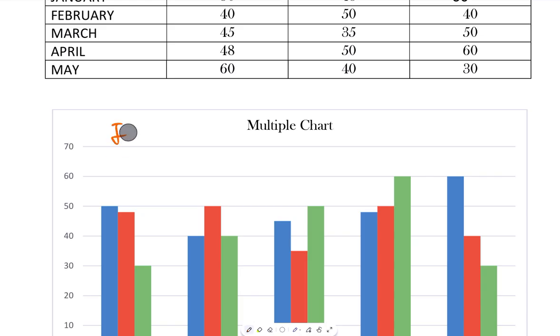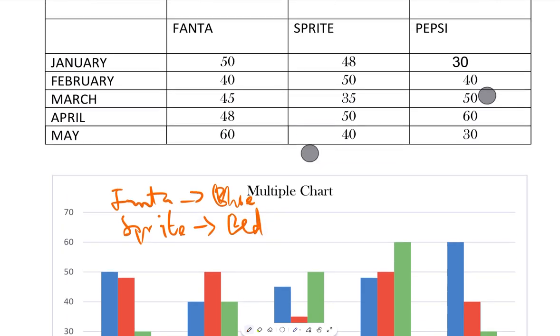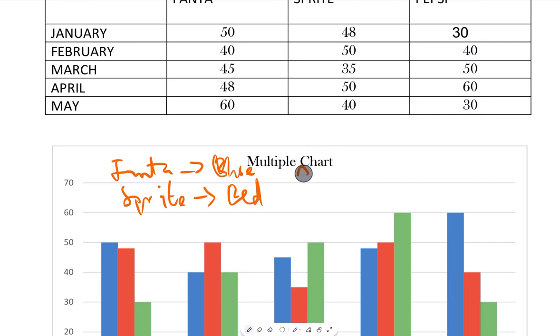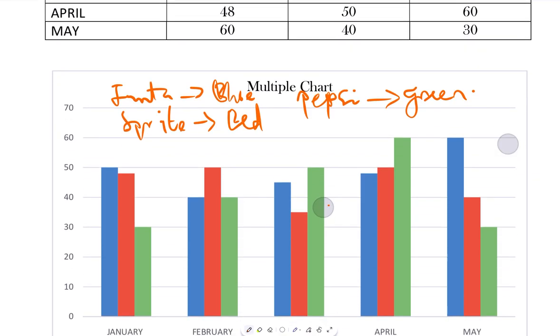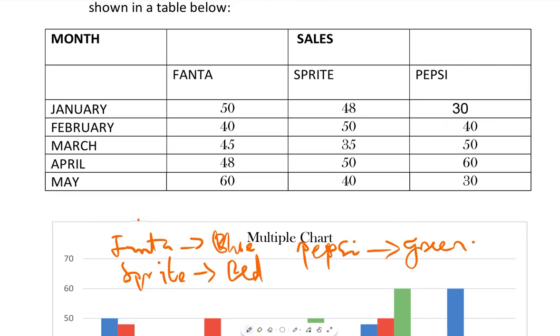You can say Fanta is blue. Can you see that? And then what's next? Sprite is red. And then what's next? Pepsi is green. Are you seeing that now? So that is how we do this. You can see the presentation of data using the information we have. So this is what you have to understand when we talk about the bar charts.